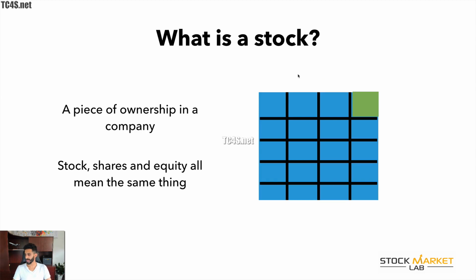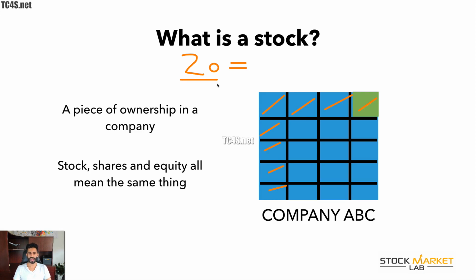So let's say this is company ABC, right? So we have company ABC right here. Let's say company ABC has 20 shares. Each one of these is a share. 1, 2, 3, 4. And then if you keep going down, we have 5. So we have 20 shares. So company ABC has 20 shares. Now, if company ABC has 20 shares, let's say each share is $5, right? If each share is $5 and company ABC has 20 shares, how much is the full company worth?